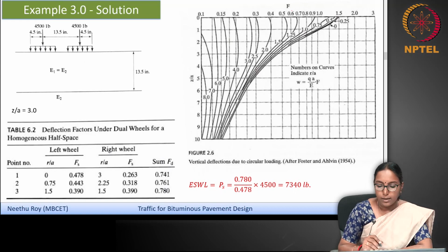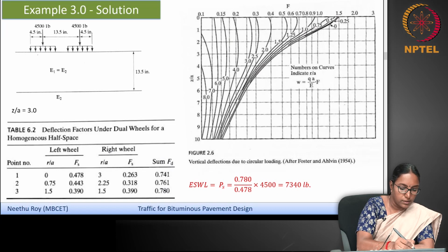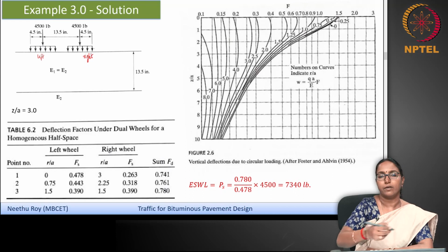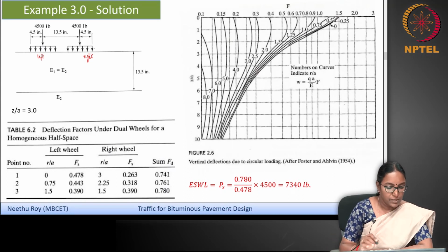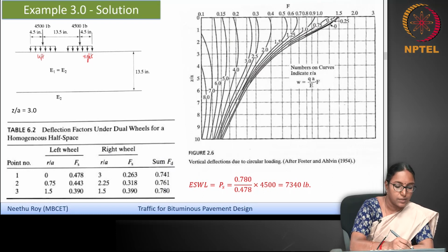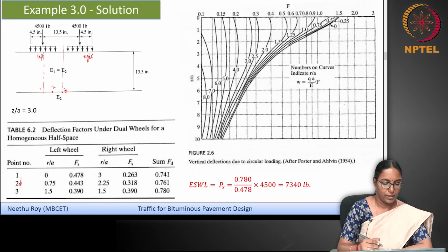First of all, for the dual wheel assembly, a table is drawn here with the left wheel and the right wheel. The approach is exactly the same as what we have done for the previous one with sigma Z. You have a left wheel and a right wheel, and you have to consider 3 points in the case of a dual wheel. This is point number 1, midway between the two is point number 2, and midway between that is point number 3, which are marked here as 1, 2 and 3.